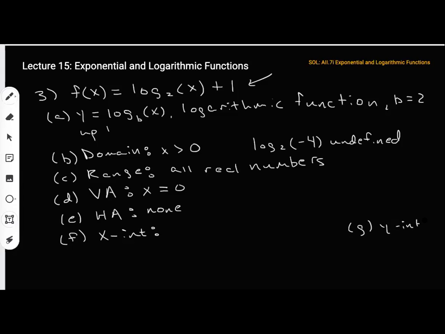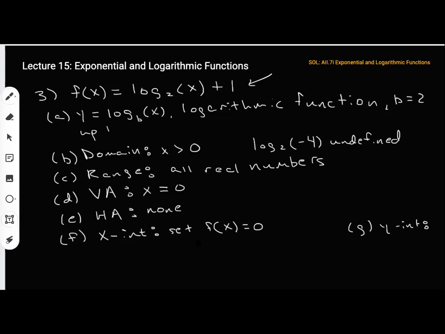Y-intercepts. Let's do the x-intercepts first. So you could look at a graph to get this. What you could also do is set the whole function equal to 0. So we're going to set f of x equal to 0.